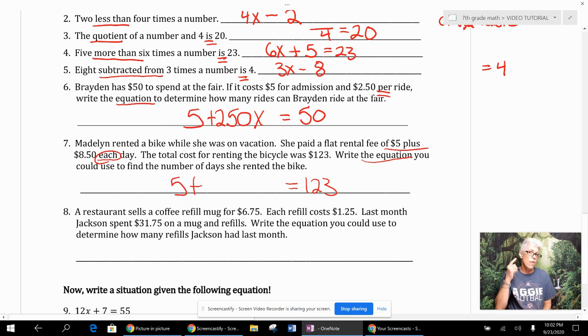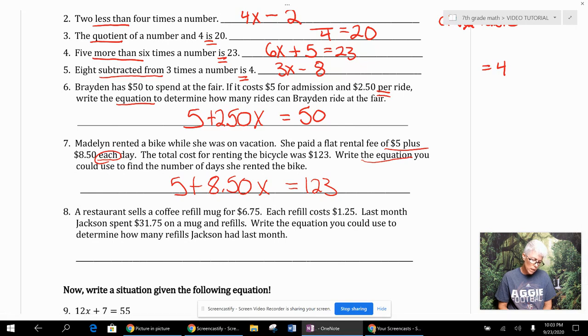Now here's where you have to think again. It says $8.50 and it says each. Each is like per. That means if you are going, let's see, it's $8.50 each day. One day it's $8.50. 2 days it's $8.50 times 2. 3 days it's $8.50 times 3. We don't know how many days though, so we're going to call it X. And there's our equation.